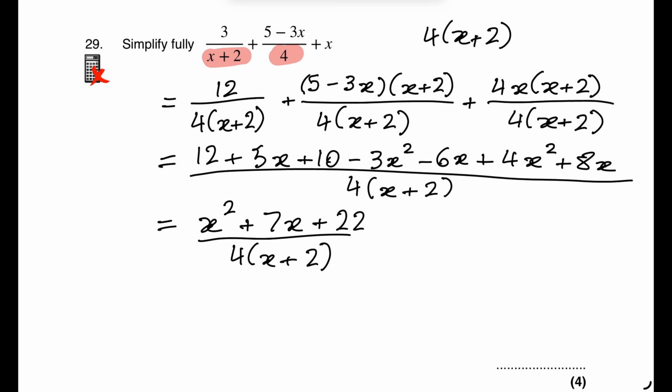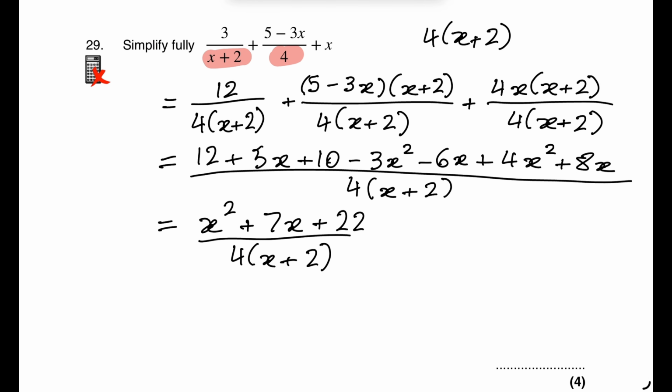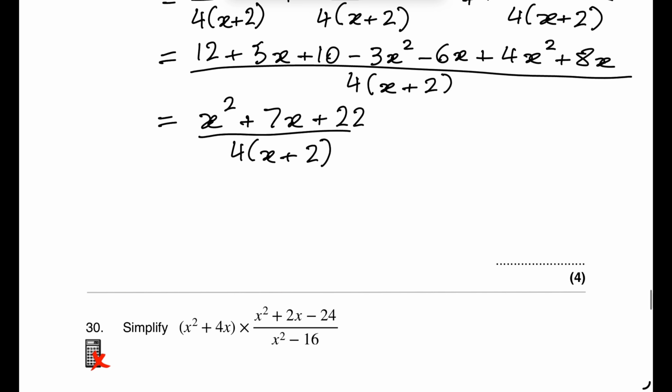Right, now we need to see if we can factorise this. I need 2 numbers that multiply to give me 22 and add to give me 7. 22 only has 2 factors, that is 11 and 2, neither of which add up to 7, so that does not factorise. So we can leave that as is.